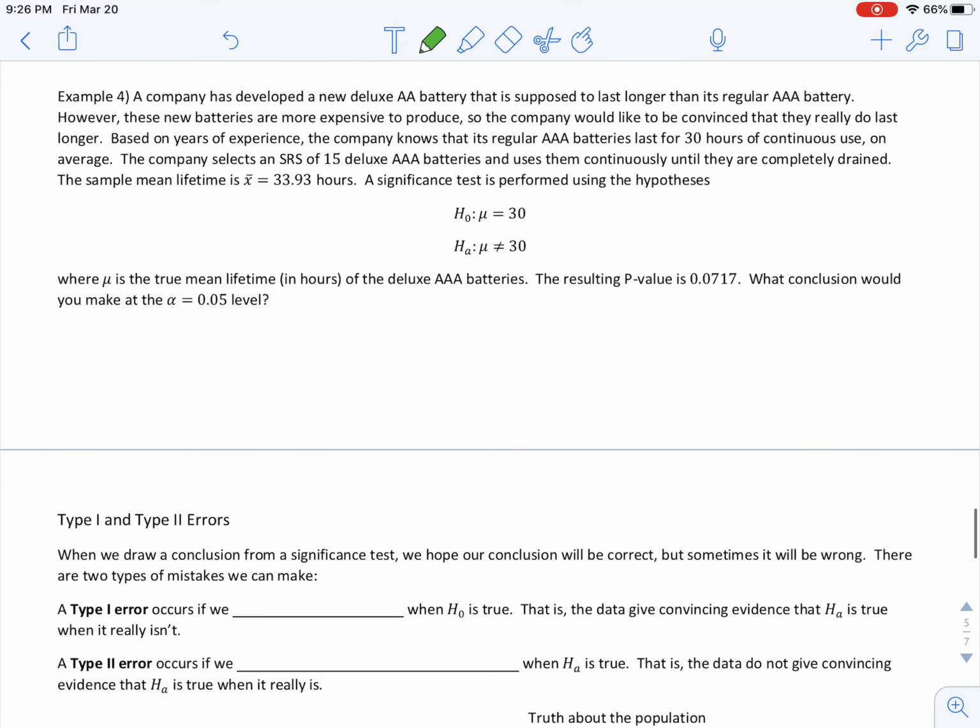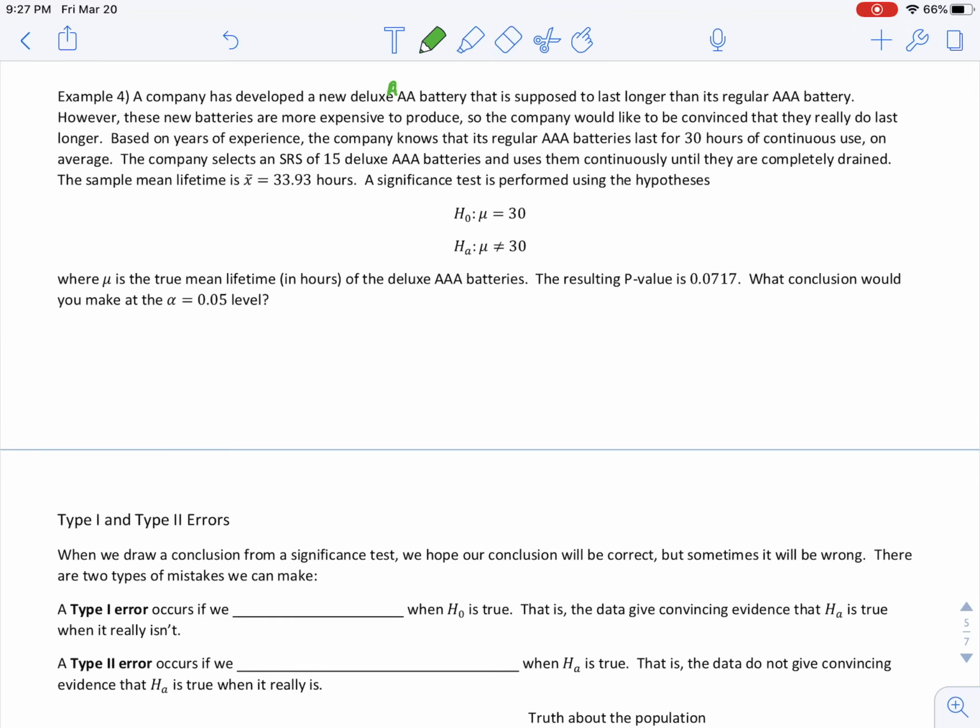So we would have gone through an example like this in class where a company's developed a new deluxe AAA battery that's supposed to last longer than the regular AAA. However, these new batteries are more expensive to produce. The company would like to be convinced that they really do last longer. Based on years of experience, the company knows that its regular AAA batteries last for 30 hours of continued use on average.